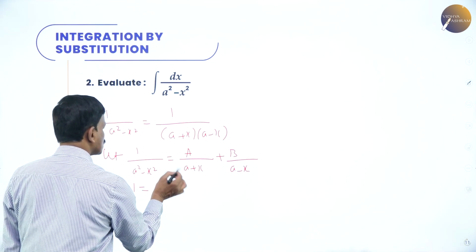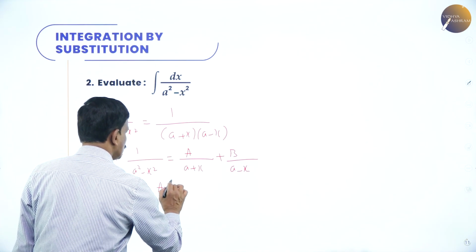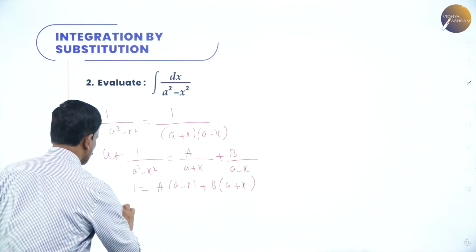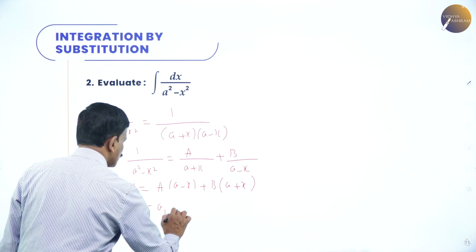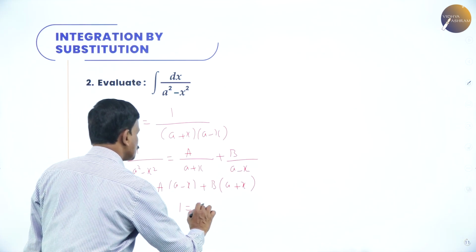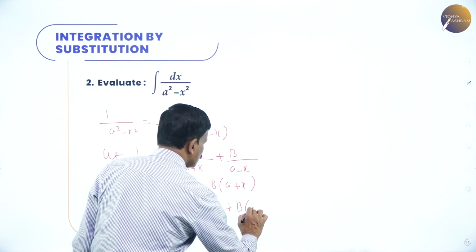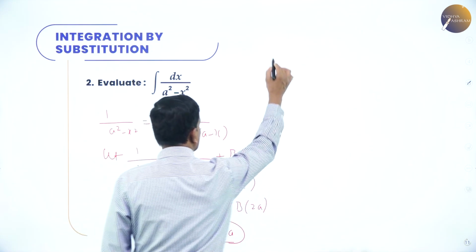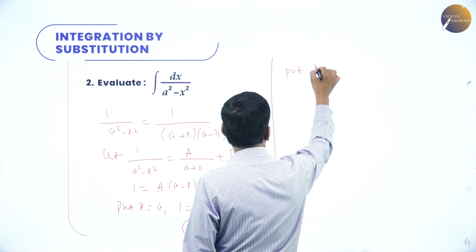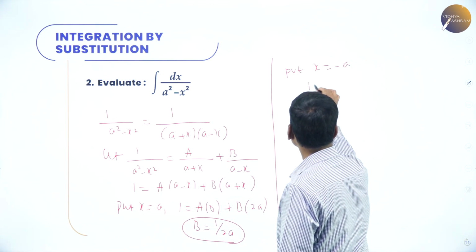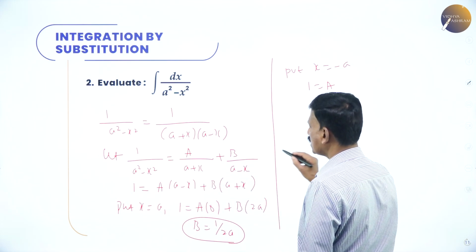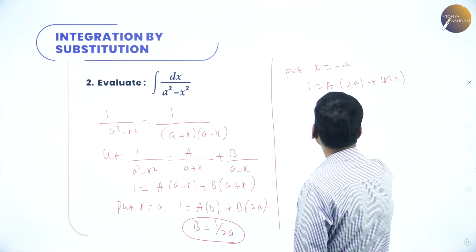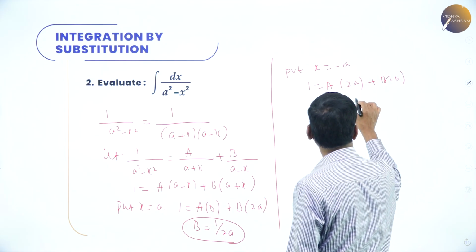Now here take the LCM, and the denominators get cancelled. 1 is equal to A into a minus x plus B into a plus x. Now if you put x is equal to a, you will get 1 is equal to A into a minus a, which becomes 0, plus B into a plus a, which is 2a. So you can take B is equal to 1 over 2a. Similarly, if you put x is equal to minus a, then 1 is equal to A into minus a plus a, that is, a minus a, which is 2a, and B becomes 0. You will get 1 is equal to 2a into capital A.